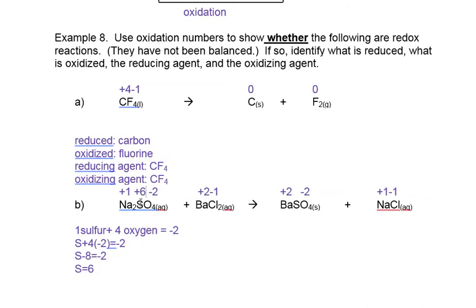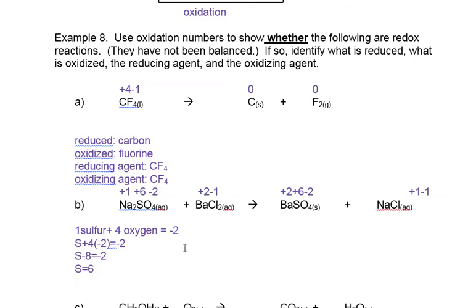2 sodiums plus 1 sulfur is going to add up to +8, and 4 oxygens is going to add up to -8, so that is neutral. Likewise, in our substance, the barium sulfate, 1 barium plus 1 sulfur gives us +8, 4 oxygens gives us -8. It adds up to something neutral.